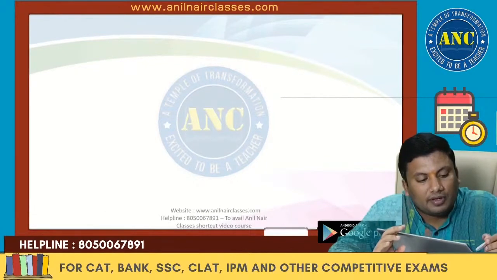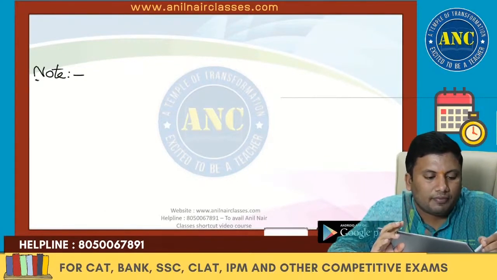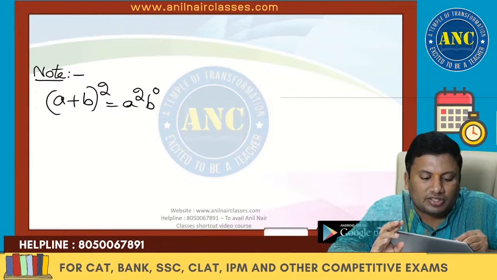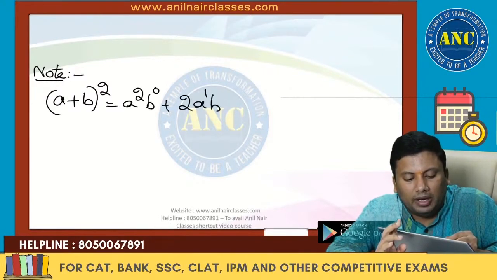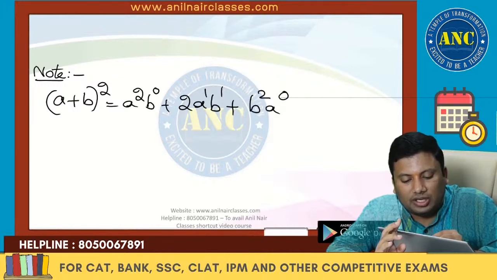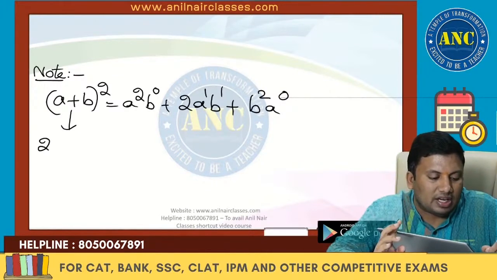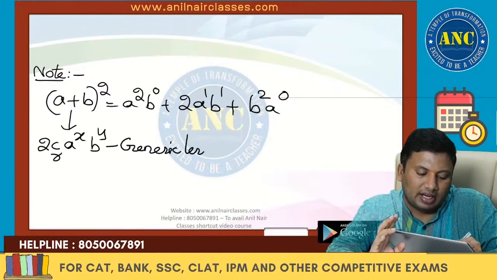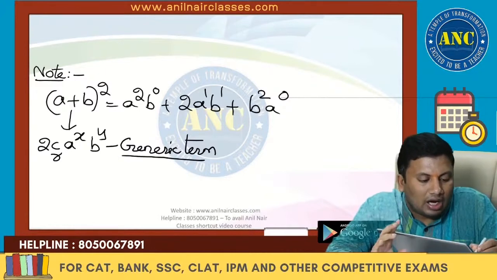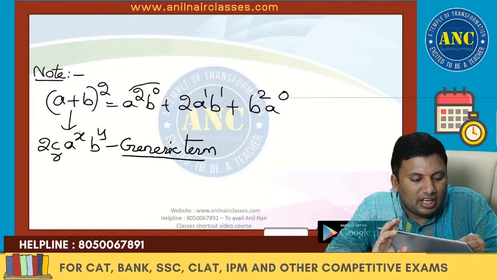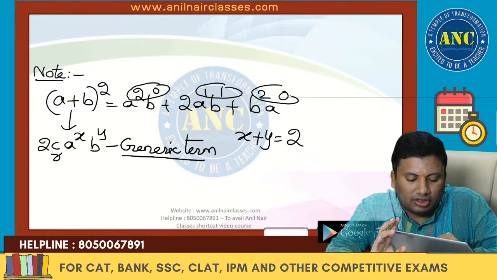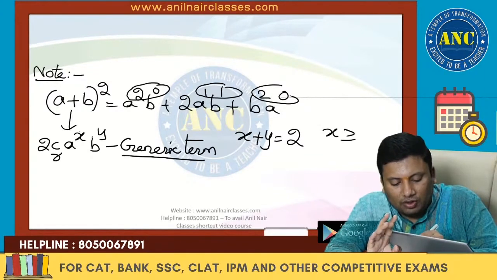Next one. Please write down these notes. (a plus b) whole square is 2C0 a square b power 0, plus 2C1 a power 1 b power 1, plus 2C2 b square a power 0. Now, if I take a generic term, 2Cr a power x b power y. This is the generic term. Now listen carefully. Are the powers taking 0? Yes. What is the sum of the powers? It is nothing but 2. So x plus y should be nothing but 2. It can take 0. I hope it is clear.